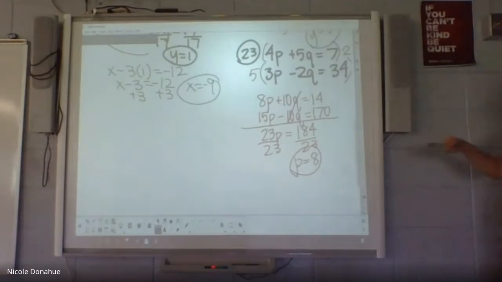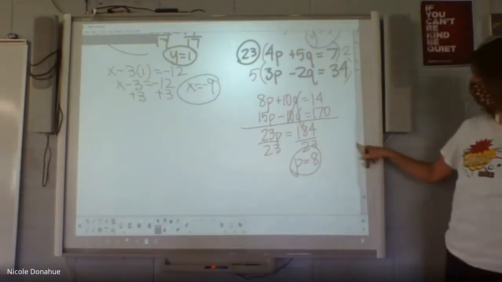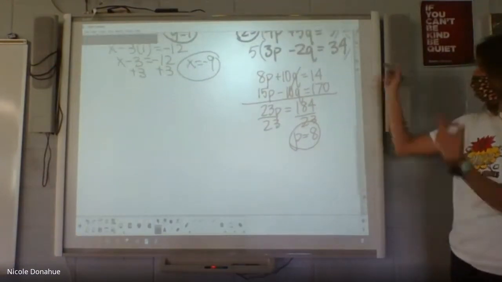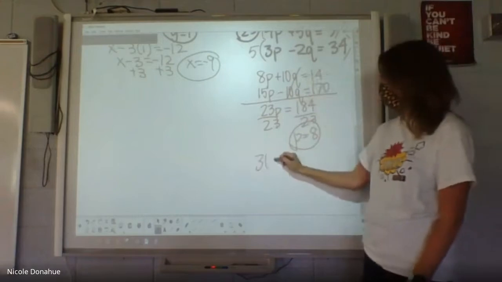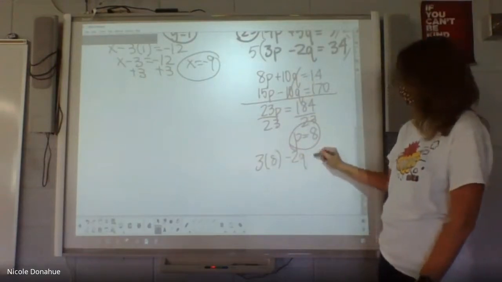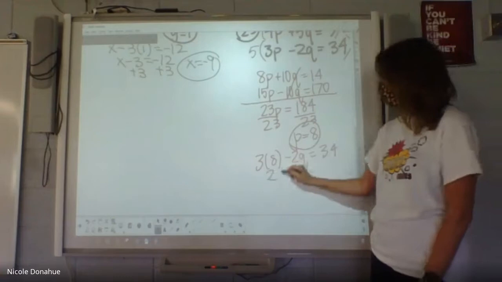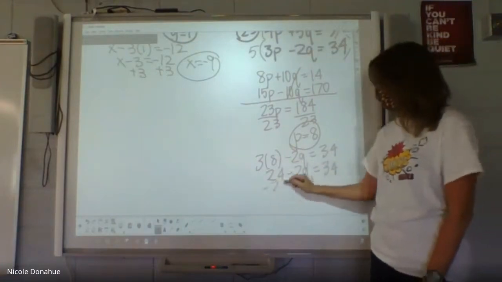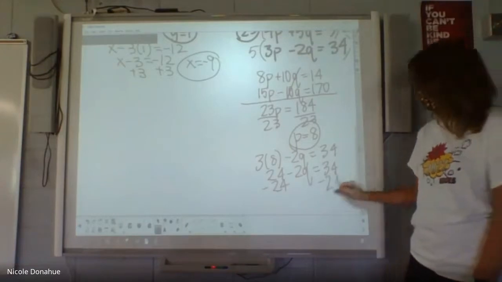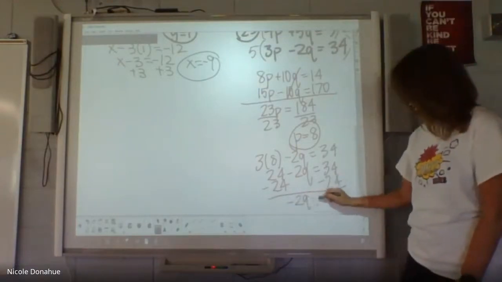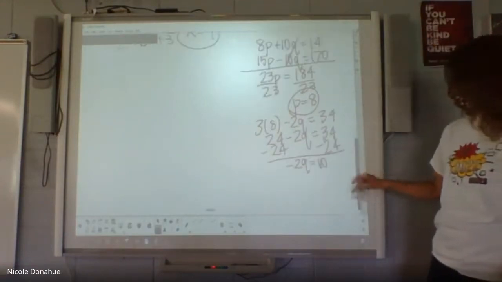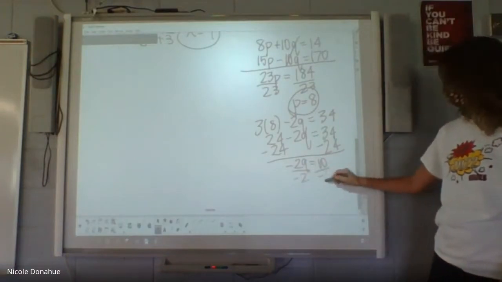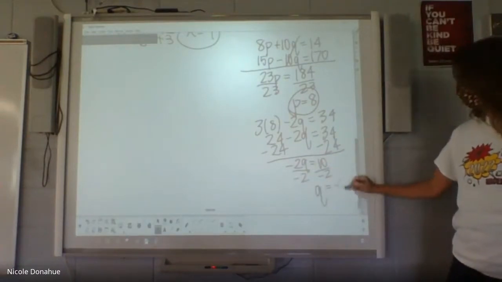All right, once I know P, then I have to substitute that back in to find Q. So like if I put it back in, Q ends up being negative 5.